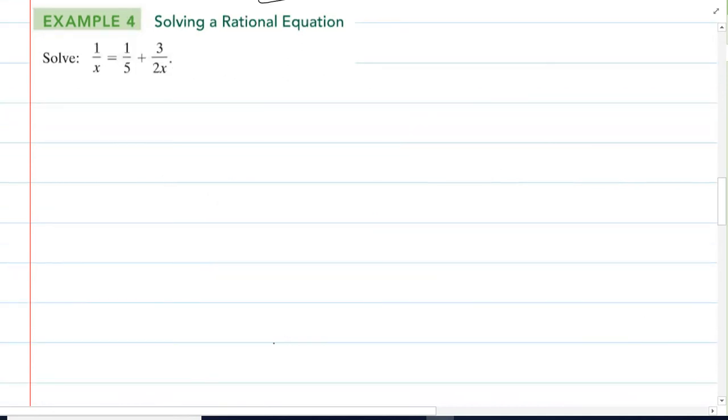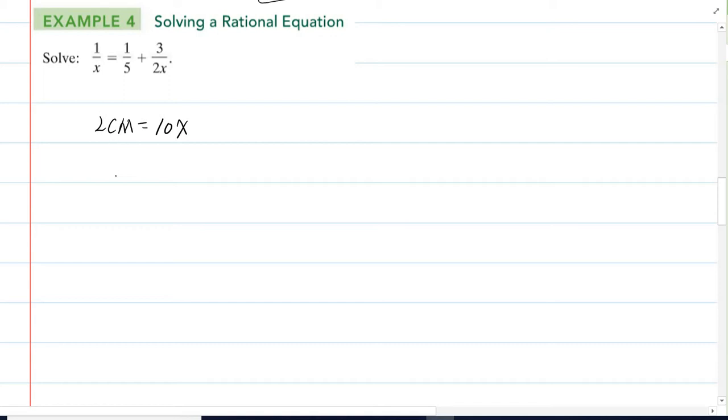Let's look at example 4, solving a rational equation. A rational equation, again, looks like a fraction pretty much. The only difference is you're going to have a variable involved. Again, step 1 is the same: you find your LCM, least common multiple. In this case, you have 5 and 2x. All you have to do is multiply the 5, multiply 2, and multiply x, which is 10x. The LCM is 10x.